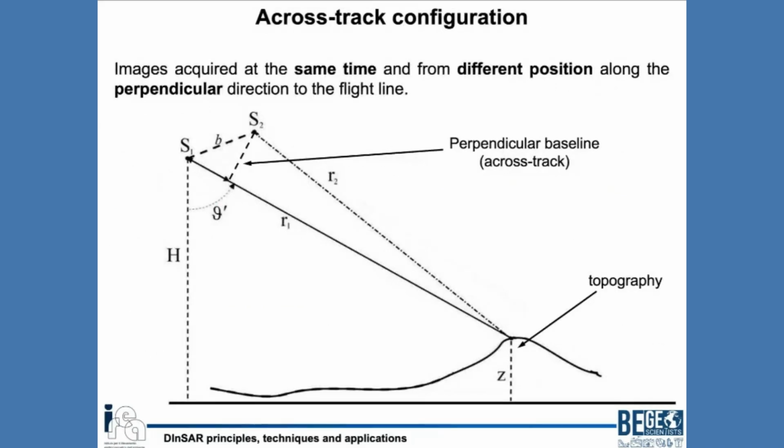In the first configuration, the cross-track configuration, you have two acquisitions, S1 and S2, at the same time with a baseline, a distance between the two antennas that catch echoes of the same scene on the ground. Using a very important parameter, the perpendicular baseline, in other words the projection of the baseline orthogonal to the flight line, to the orbit, we are able to detect the topography, the height of the pixel on the ground.